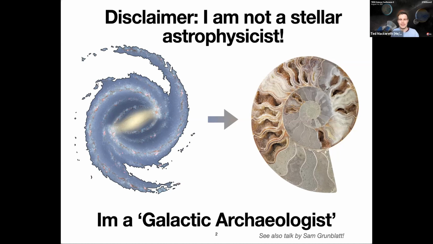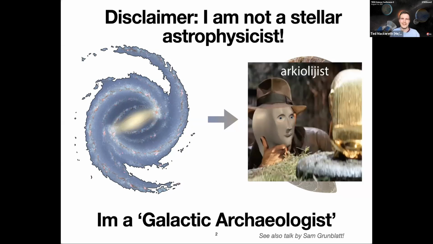And so Sam Grunblatt already spoke about what galactic archaeology is, but essentially it's using the stars of the Milky Way as a kind of fossil record of galaxy formation. And then using things like seismology to get their ages, we can really develop a chronological history of the Milky Way and use that to understand galaxies, and hopefully galaxies in general. And this idea of galactic archaeology always makes me think of this meme, which I thought was kind of funny.